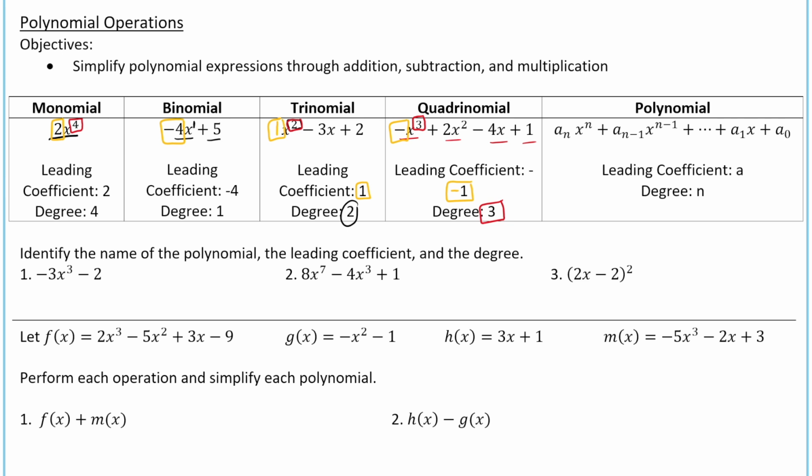So let's practice. We have -3x cubed minus 2. So this is a binomial, and the leading coefficient is -3, and the degree is 3. For number 2, we've got 3 terms, so this is a trinomial. The leading coefficient is 8, and the degree is 7.